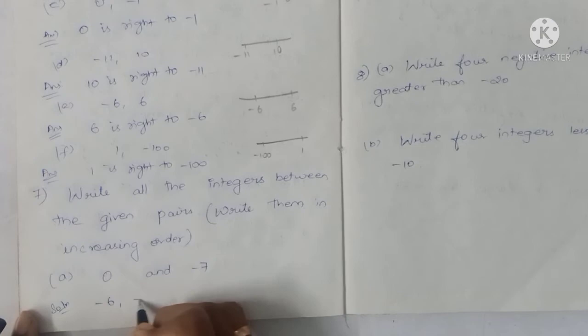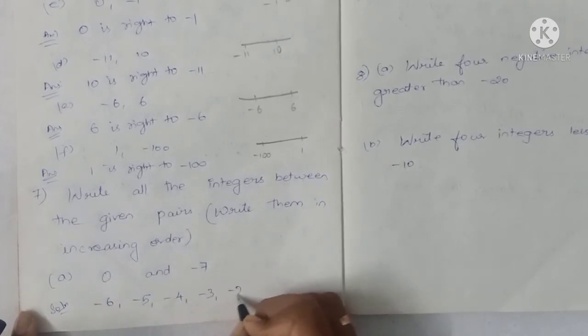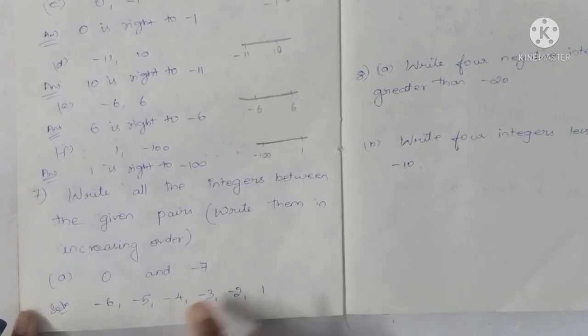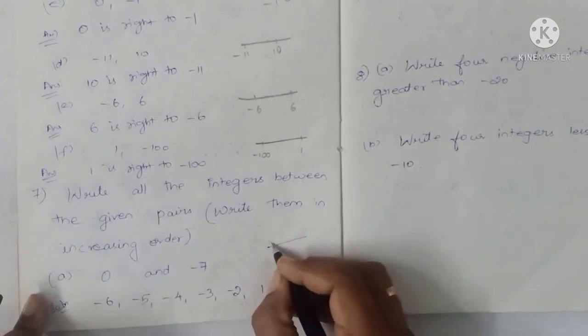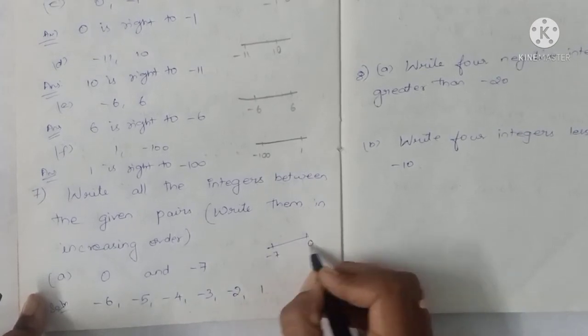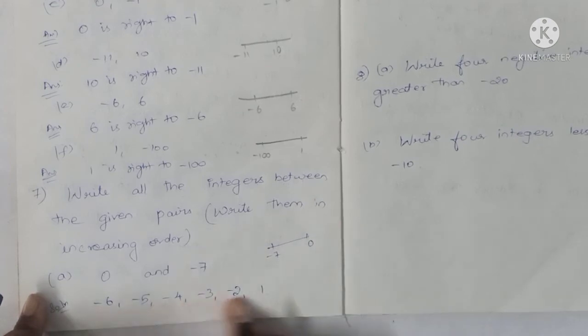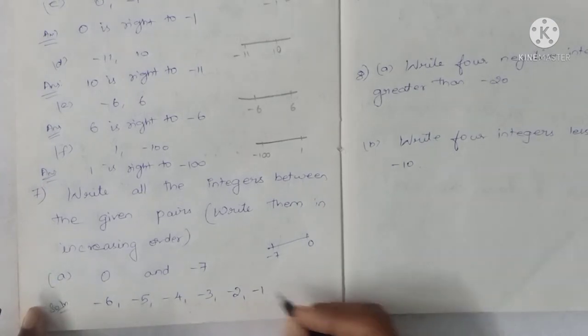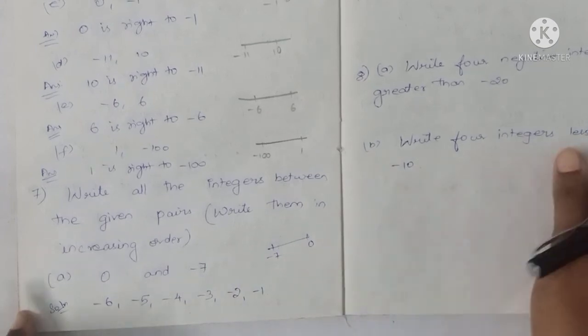Minus 6, minus 5, minus 4, minus 3, minus 2, minus 1. 0 we should not include because it is between minus 7 to 0. Only the numbers in between, we do not include 0 and minus 7. So this is the answer for subdivision A.